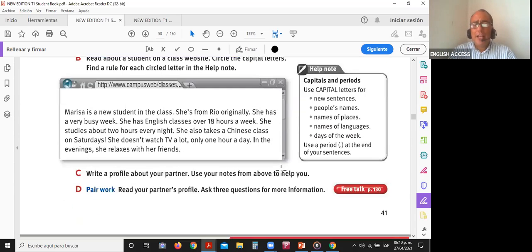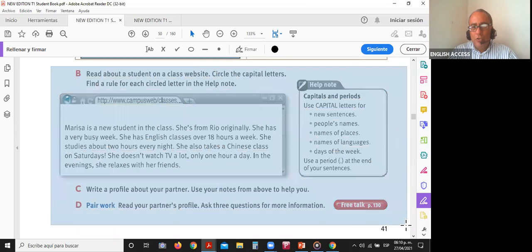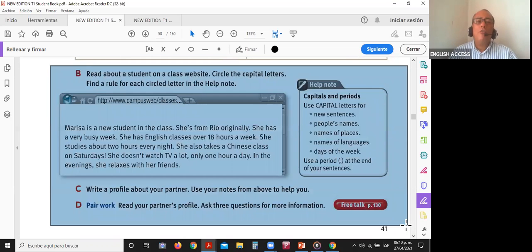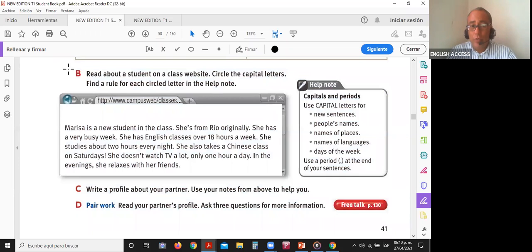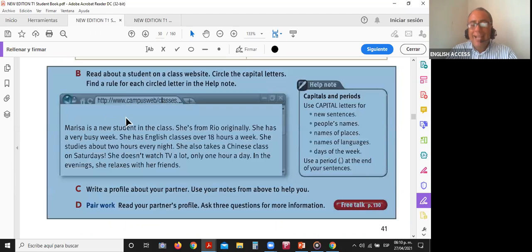Now, to finish the class today, here we are going to stop, and tomorrow we are going to continue with this part. We are going to review the use of capital letters, means uppercase, or in this case, mayúsculas. When do we use it? Why do we use it? And how do we use it? And tomorrow we are going to write about a friend or a classmate, okay?